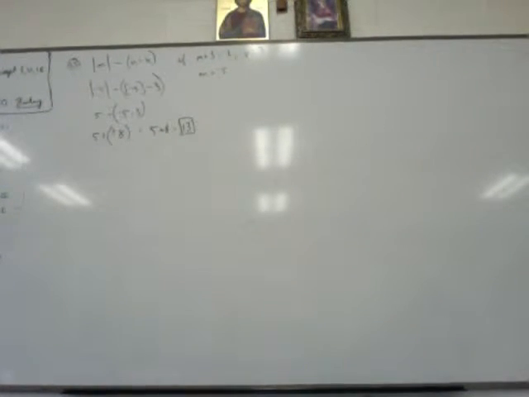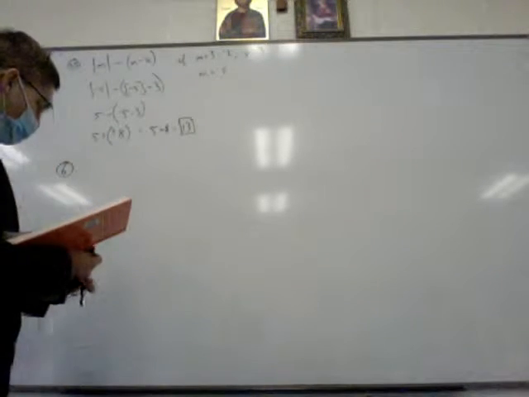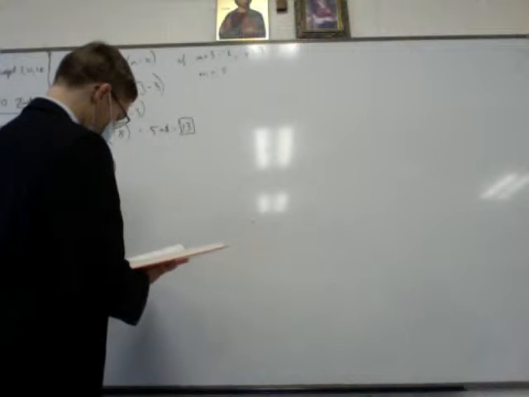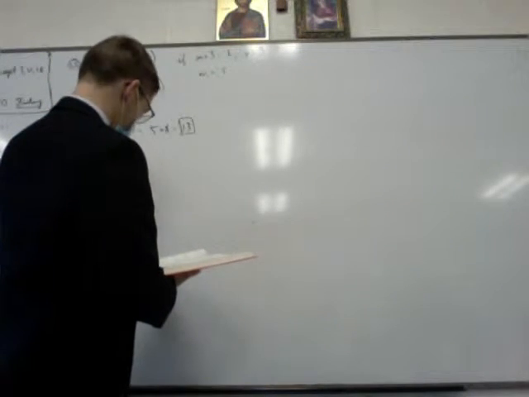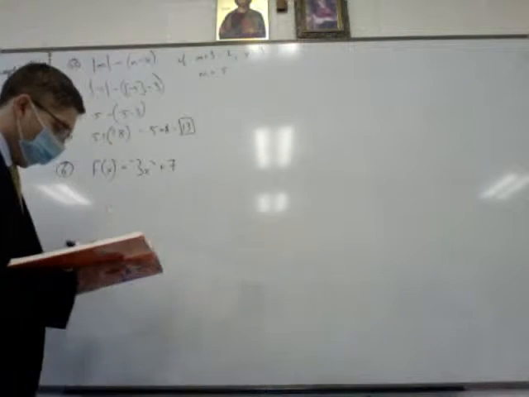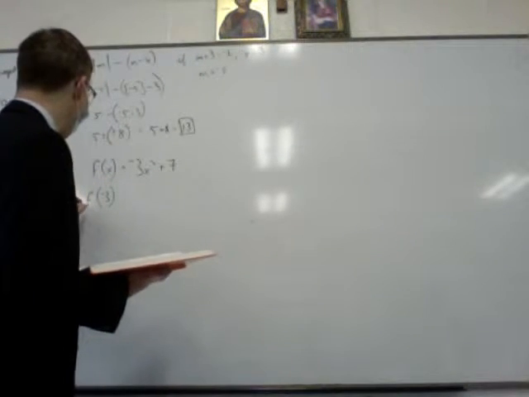Let's have a look at number 6, things on the test. Functional notation. Don't let it trip you up. So they say f of x equals -3x squared plus 7. Then they ask us to find f of -3.